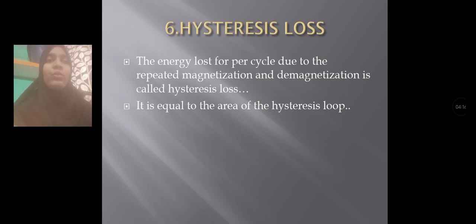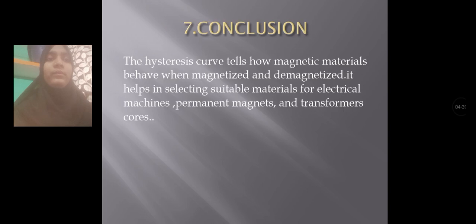Hysteresis loss. The energy lost per cycle due to repeated magnetization and demagnetization is called hysteresis loss. It is equal to the area of the hysteresis loop. That means the curve A, B, C, D, E, F is the hysteresis loss.